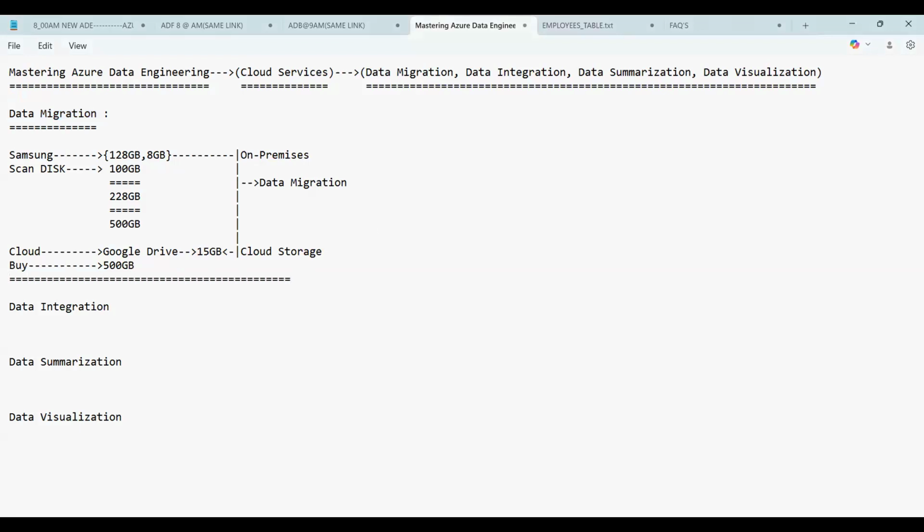So now this is called data migration. Now, the next one, what is that we have here, guys? We have data integration. So what do you mean by data integration, everyone? Any idea, guys? What is data integration? Any idea about the data integration process?